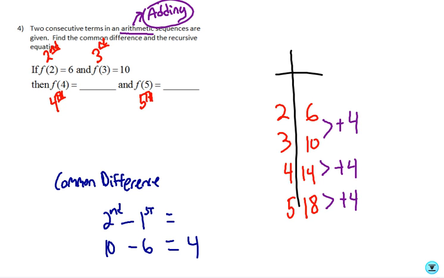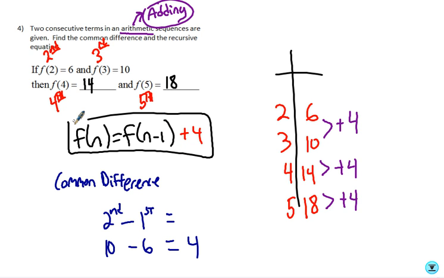So what we're going to fill in the blanks here is that the fourth number is 14, the fifth number is 18, and we want to say, well, what's the recursive? Well, to get the next one, you take the one before it, and you add 4. Right? And that ends up being our equation for the recursive. Alright, go ahead and try number 4 on the right side.